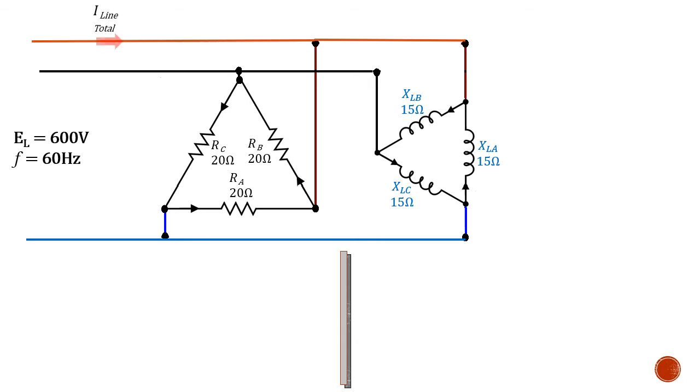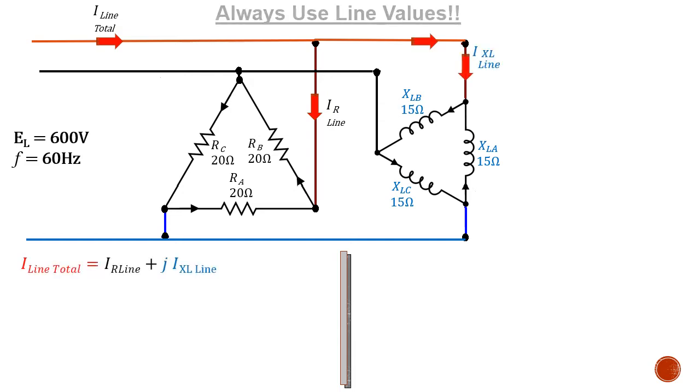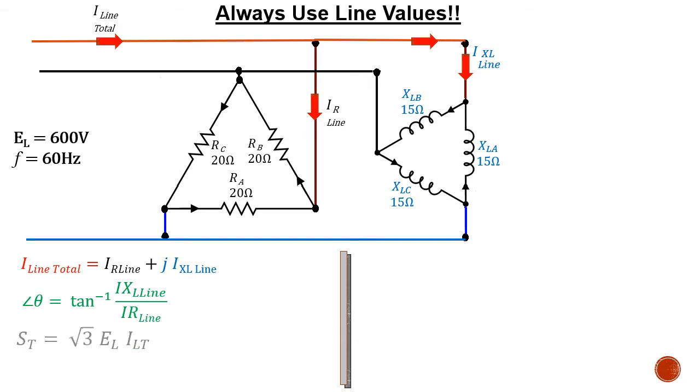Carrying on, your total line current will break up into both the line current feeding the resistive network, and the other portion will be the line current for the inductive portion of the circuit. We could then vector sum those two currents together, use the currents to find our angle for our total line current. We could then find our total apparent power from root 3 E line I line total. Again, where I line total is the vector sum of the line currents of the resistive and the inductive networks.